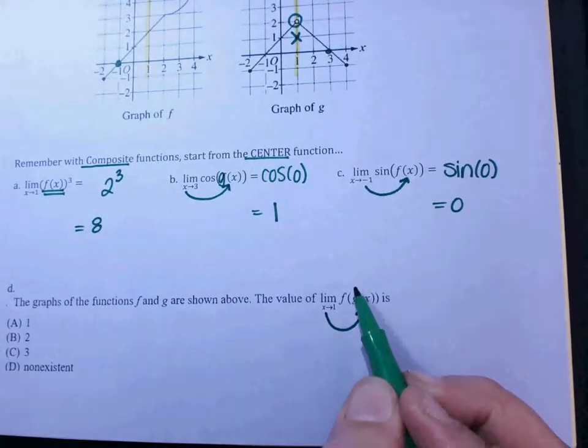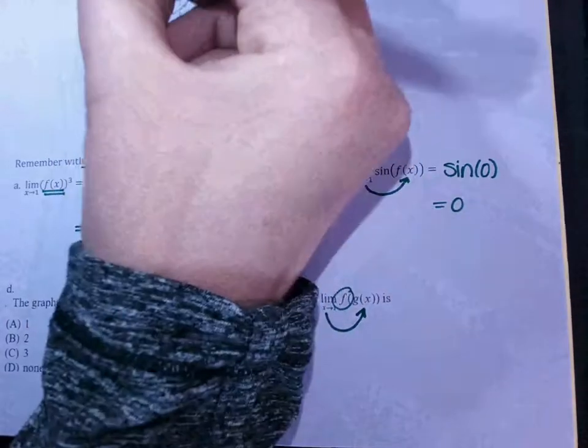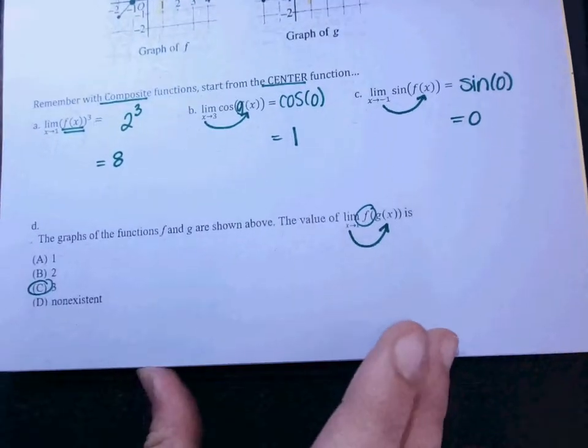And then I would take 2 and then apply it to the graph of f. In graph f, when my x is 2, what is my y value? Non-existent because it's a cusp. Oh, that would be the slope. But if we're just finding the y value, you can still find it. So it'd be 3.